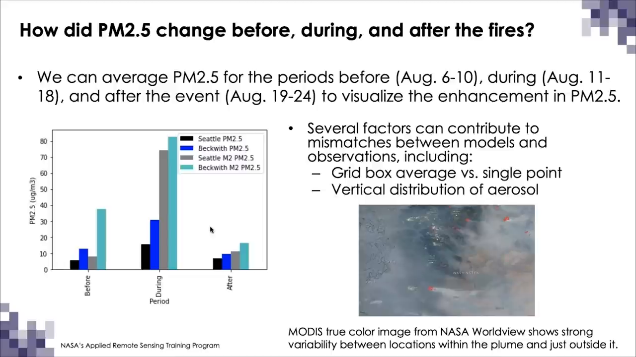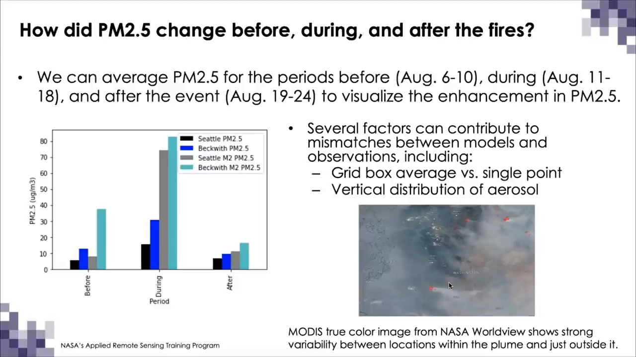In the earlier sessions of the training, we discussed a number of factors that can contribute to a mismatch between models and surface observations. One of these is the comparison of a grid box average to a point observation. To visualize why that can be important, this MODIS image shows strong variability in the amount of smoke over fine spatial scales. Consequently, we expect a surface station to measure different values depending on whether it lies within a plume or just outside of it. In contrast, these values could be averaged together within a grid box.